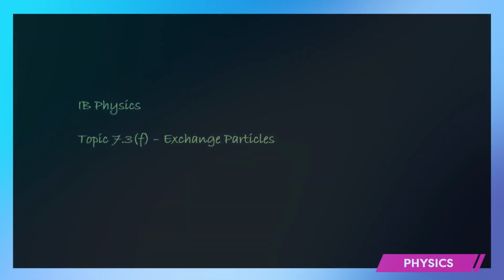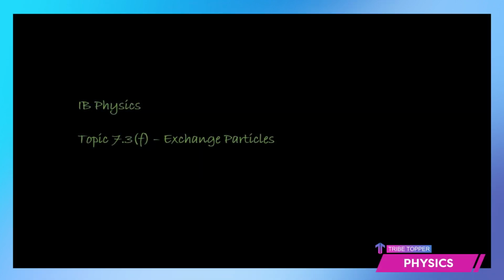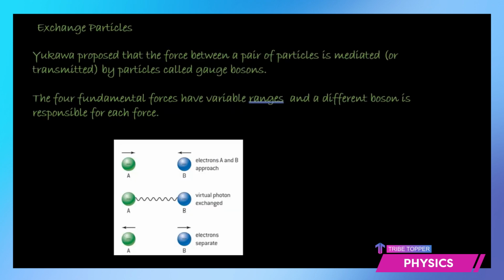In this video session, you are going to learn about the exchange particles. We have learned that various particles like leptons, baryons, and mesons interact with each other through one or the other form of a force. We have learned about four fundamental forces, and all four have variable ranges. Some are short range forces, some are long range forces, and some are very short, acting within the nucleus. So they definitely have different pairs of particles through which the force is mediated.